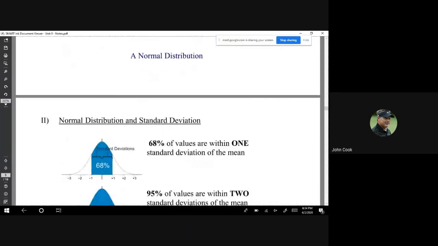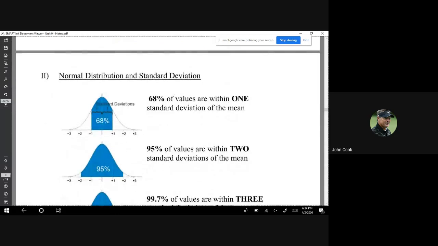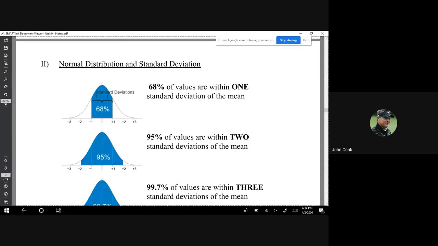So what happens once we have all that information, what makes normal distributions really, really nice is that once you have a normal distribution, there's this other thing that plays into it as well called the empirical rule. So you'll hear this phrase used every now and then, the empirical rule.